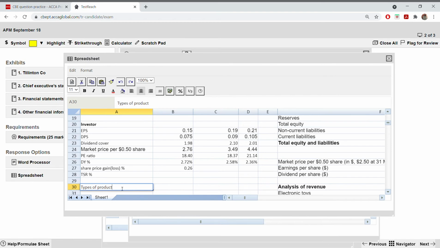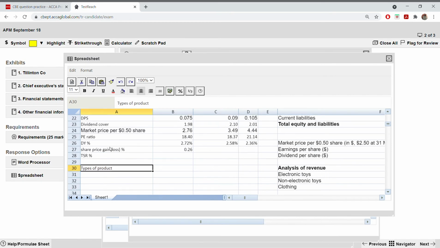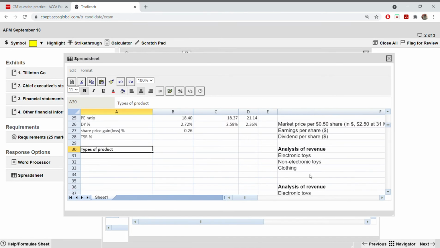So now the types of products. Now you're dividing it into each type of product and knowing it. For example, you are dividing it between the three: electronic toys, non-electronic toys and clothing, and then you are seeing the percentage increase in revenue, the gross profit percentage, and percentage increase in gross profit. For all the three things you are doing it.